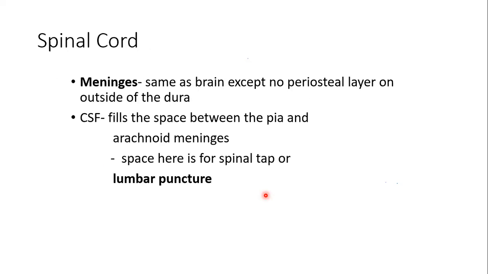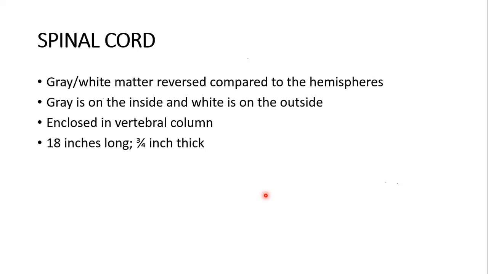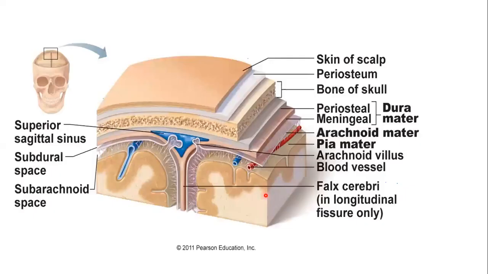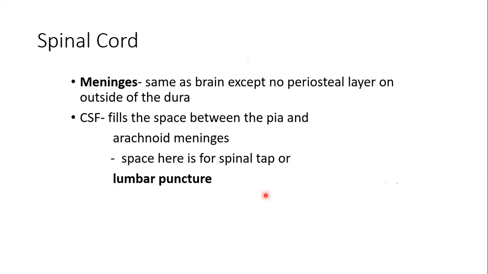It is 3¼ inch thick. So the meninges of the spinal cord are the same as the brain, except there is no periosteal layer on the outside of the dura. The spinal meninges have the dura mater, the arachnoid and the pia mater, but the dura mater does not have the periosteum. It only has the meningeal layer. So it lacks the periosteum for the spinal cord.